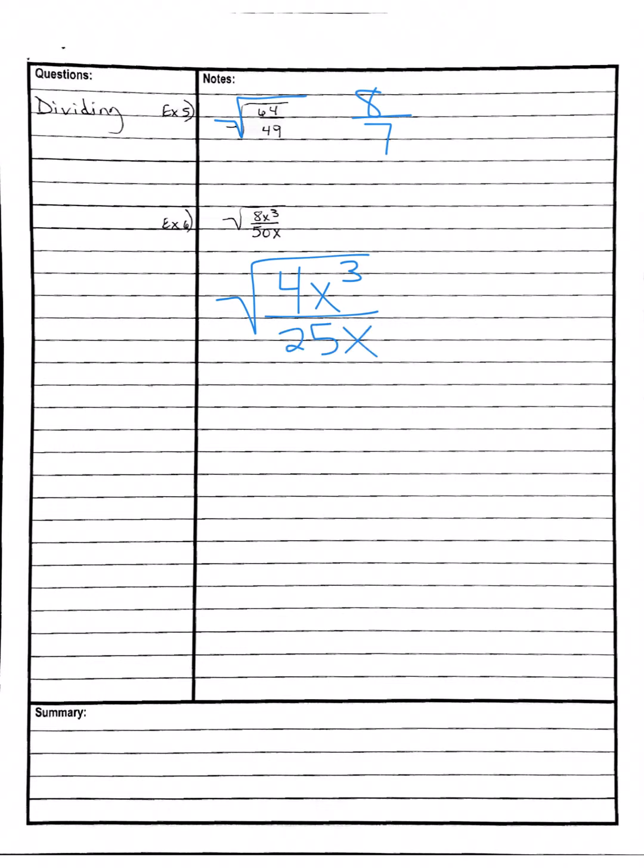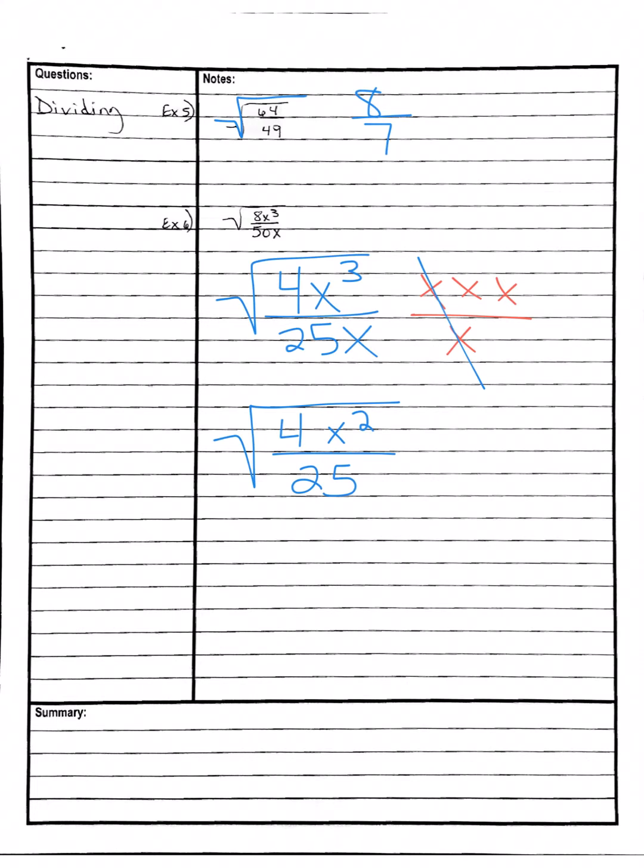Now let's take a look at our x's. If I have 3 x's on the top and 1 on the bottom, we could write it out. This is what it's going to look like. We know anything divided by itself is 1, so this cancels. So we really have 4 in the numerator, x squared divided by 25. So we're starting to simplify here.